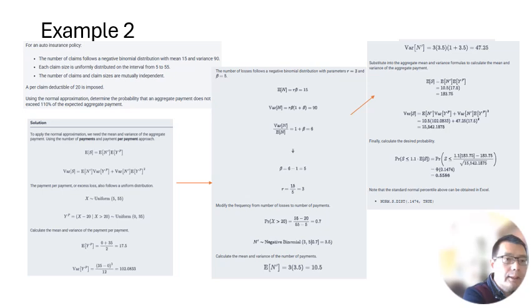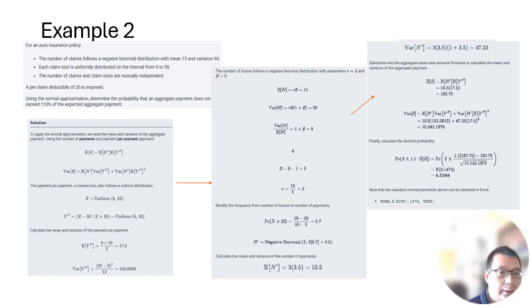So to apply the normal approximation, we first need to know the mean and the variance of the aggregate payment. Using the number of payments and the payment per payment approach, we can first get the aggregate payment to be expected to be E[M prime] times E[YP].